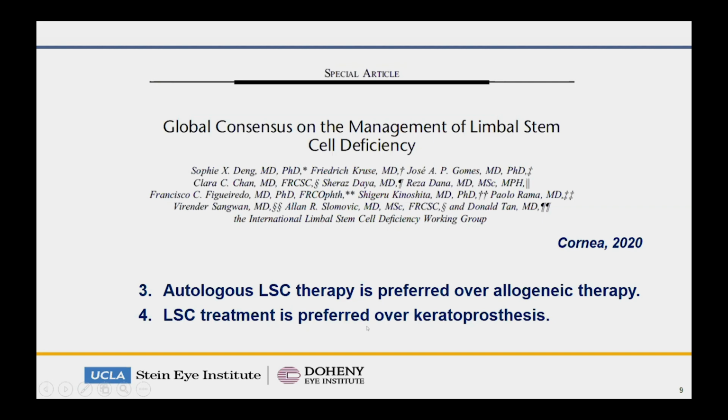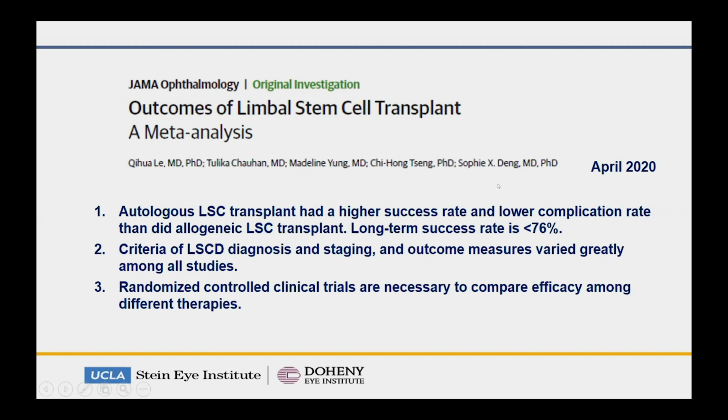We also conducted a meta-analysis on the outcomes of limbal stem cell transplant. We found that autologous limbal stem cell transplant had a higher success rate and lower complication rate than allogeneic transplant. And the long-term success rate is below 76%. The criteria for diagnosing and staging limbal stem cell deficiency and the outcome measures of any treatment vary greatly among all studies. And we concluded that randomized controlled clinical trials are necessary to compare the efficacy among different therapies.